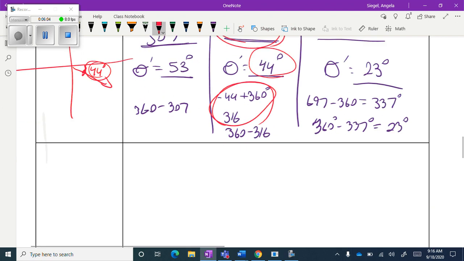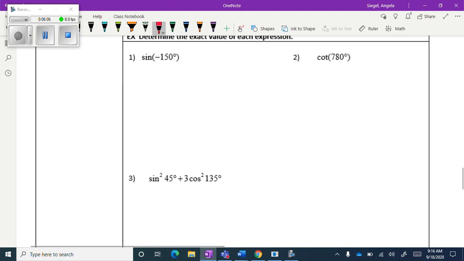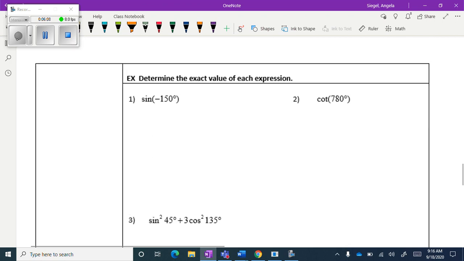What we're going to do next is determine the exact value of each expression. Now we have a little bit more room to do more stuff, so let's go from there. Sine of negative 150. I'm going to add 360 to that, and I get the sine of 210 degrees. Well, 210 degrees is going to give us a reference angle.